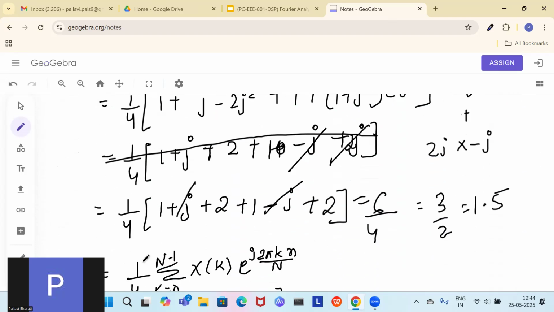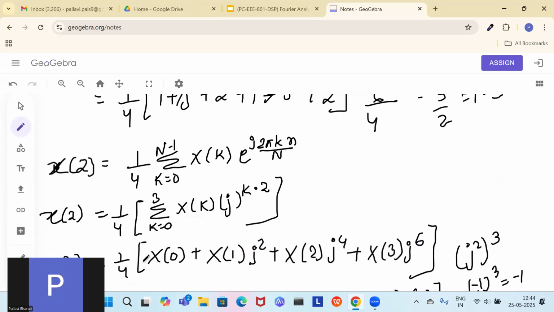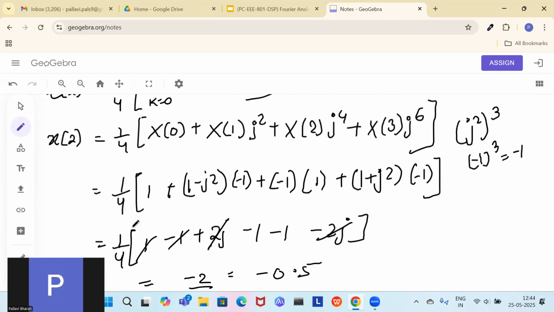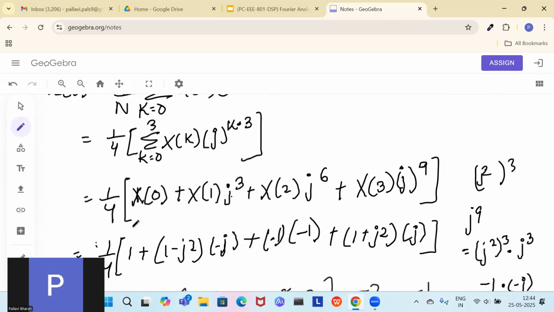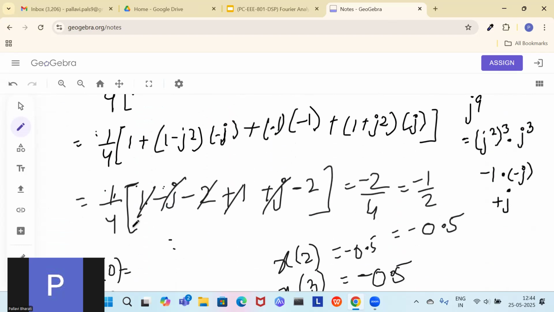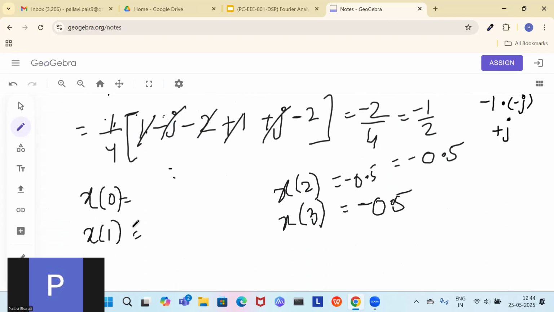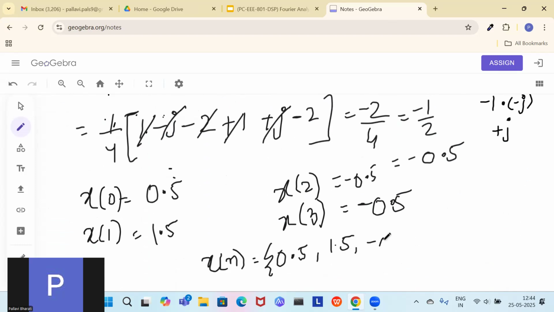And from that, we come to the end of the IDFT, how to find out the IDFT if you have been given X of k. So that means you are finding out x of n when you have been given X of k. So this will be the value. Write them together in this manner: 0.5, 1.5, minus 0.5 and minus 0.5.